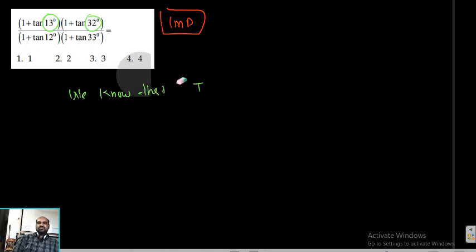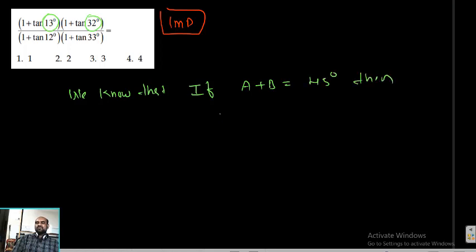I will write: if A plus B equal to 45 degrees, then (1 plus tan A) into (1 plus tan B) equals 2 only. Proved result. So 13 and 32 sum to 45 only, that's why the numerator is 2.